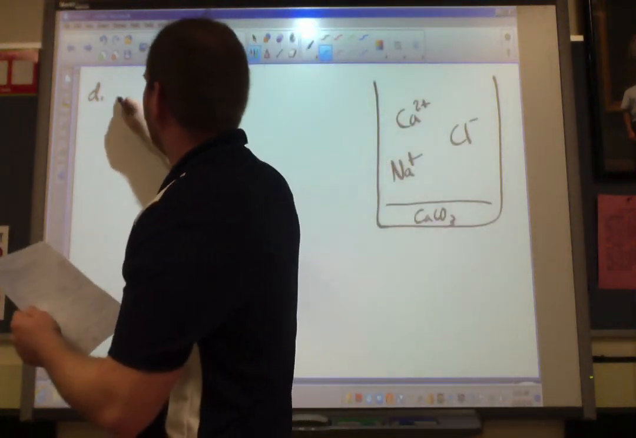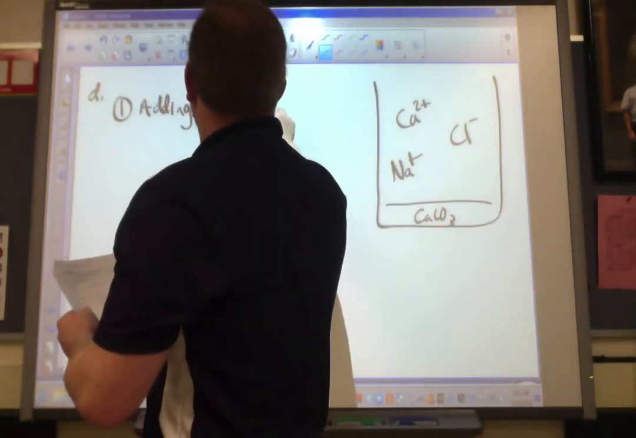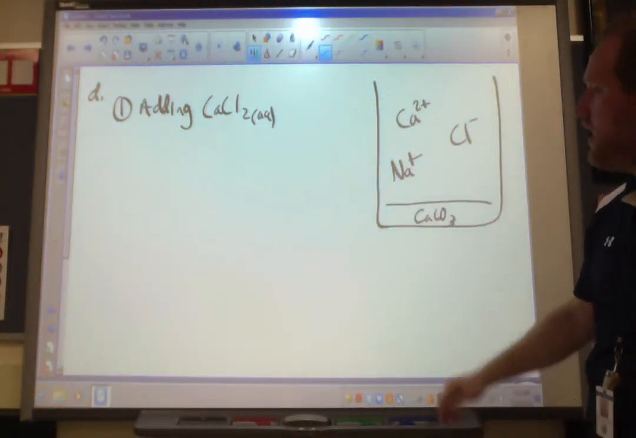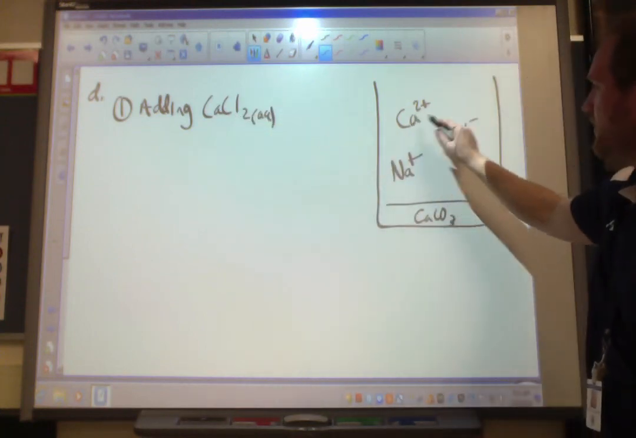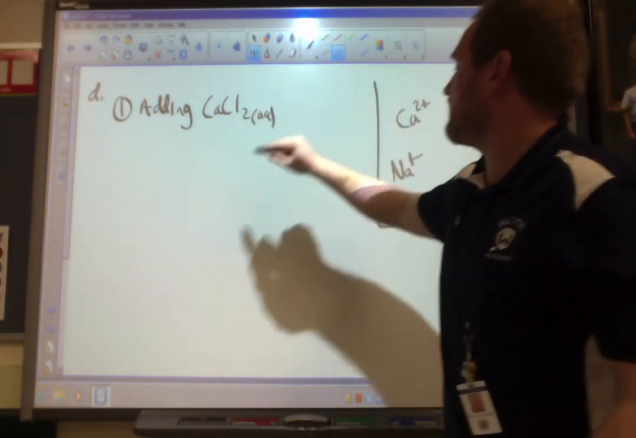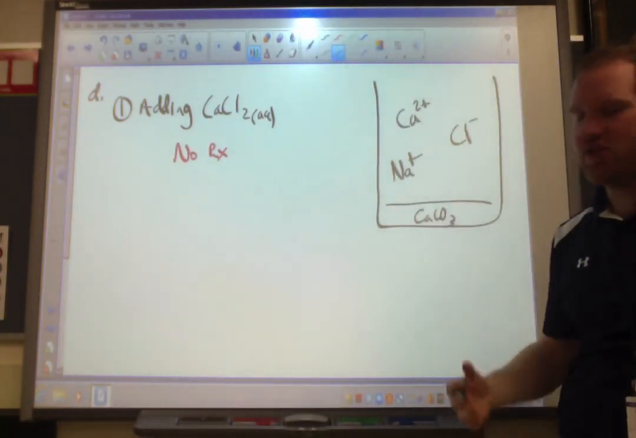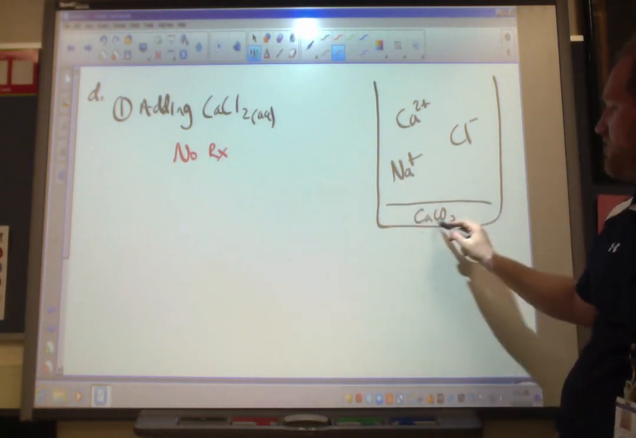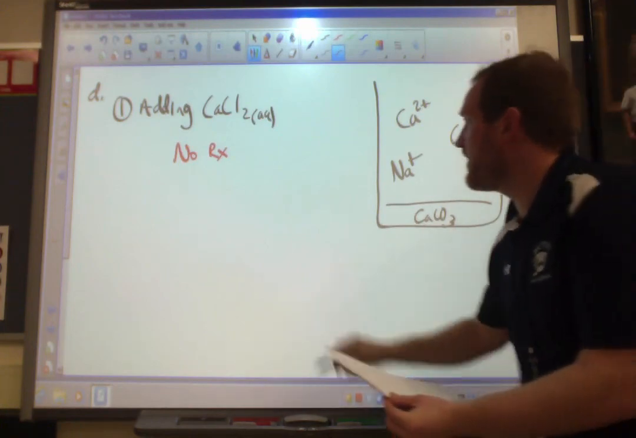So, supernatant test number 1, adding CaCl2 aqueous. Are we going to see any kind of reaction? Well, just like before, we're adding calcium and chloride ions. We already have calcium and chloride ions, so we're not going to see any kind of reaction. Remember, in order to see a reaction, you need some kind of solid to form. In the case of the white lab, that solid is going to be chalk, so you need calcium and carbonate ions to meet and form chalk.